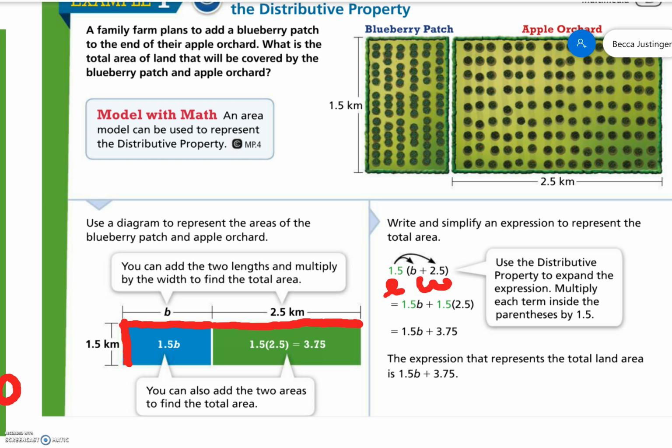So we're going to distribute. Remember, distribute means to multiply. Distribute, multiply. So 1.5 times b is 1.5b. 1.5 times 2.5 gives us 3.75. So the expression that represents the total land area is 1.5b plus 3.75.